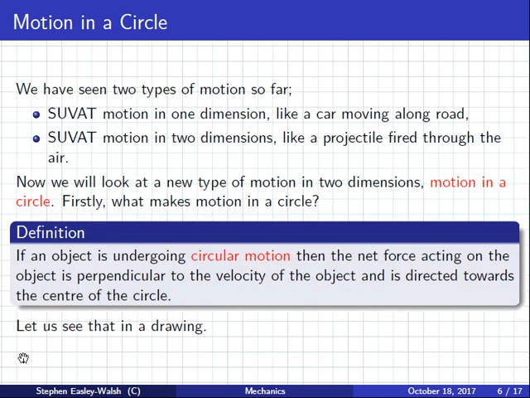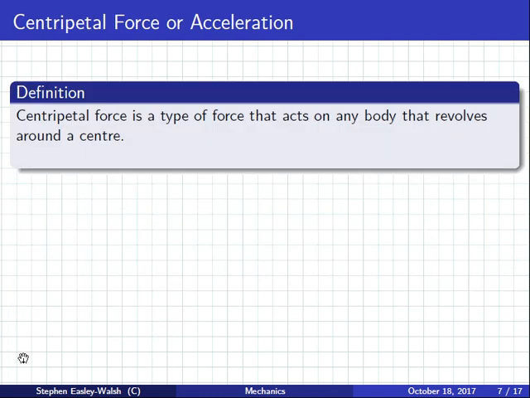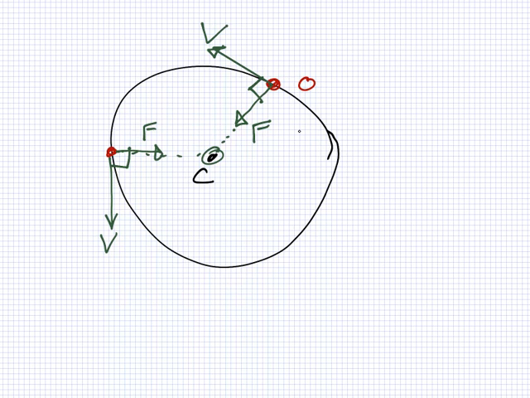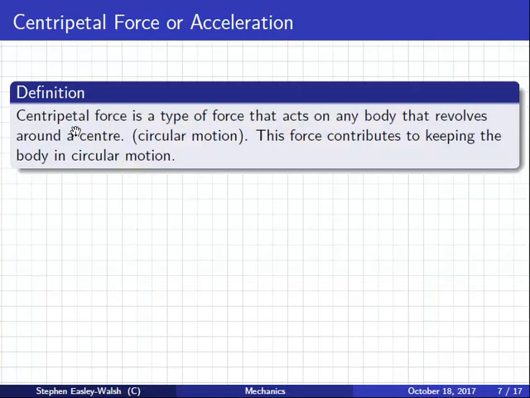A little bit more vocabulary. So when I say centripetal or centripetal, depending on how you pronounce it, centripetal force is a type of force that acts on a body that revolves around a centre. This force contributes to keeping the body in a circular motion. In other words, this force here that makes it move in a circle, we call this the centripetal force.